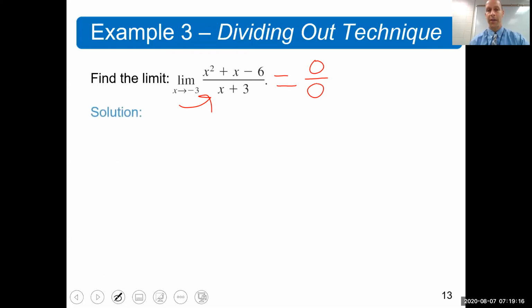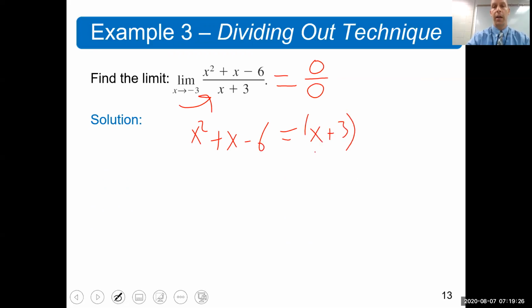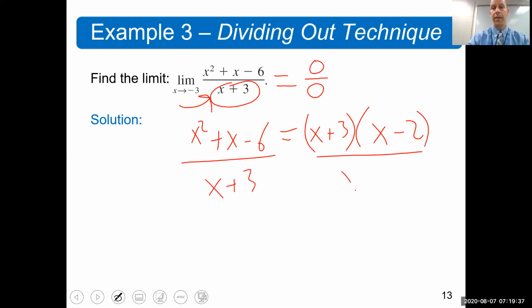But we have some good news. If I factor the numerator, x squared plus x minus 6, that is equivalent to x plus 3 times the quantity x minus 2. And then, of course, the denominator is x plus 3. So if I divide this by x plus 3, then those guys are going to cancel out.